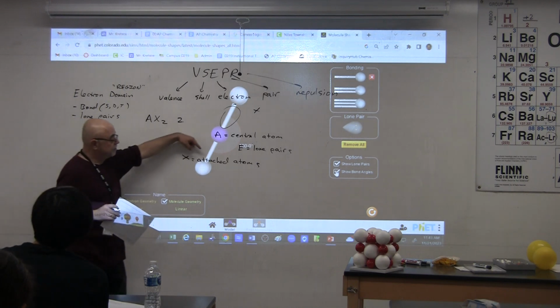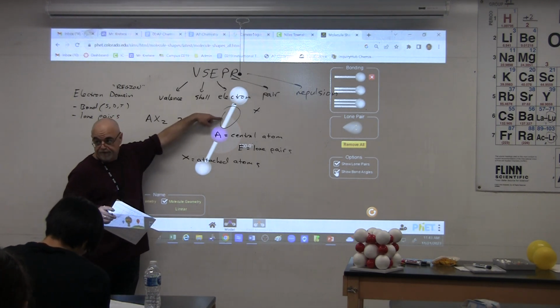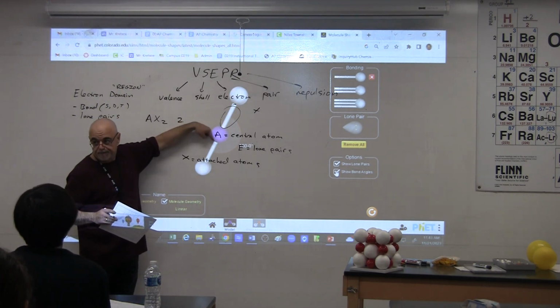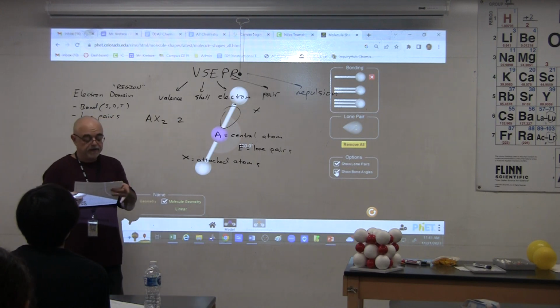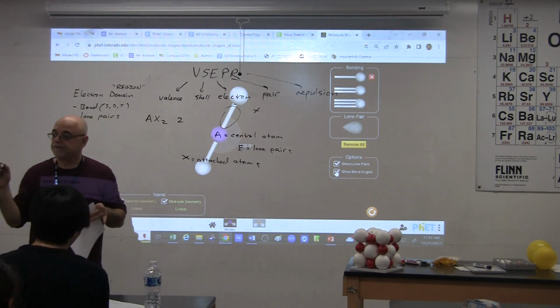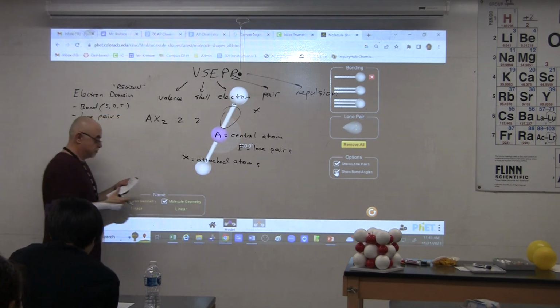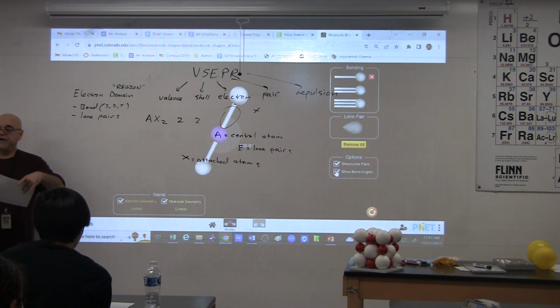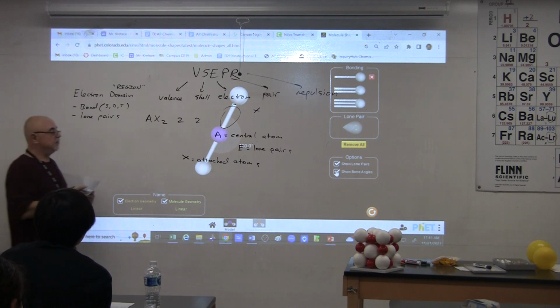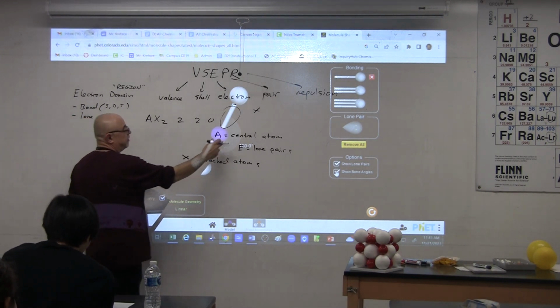Well, look at the image. Aren't both of them involved in a bond? So where it says bonding or shared pairs, please put 2. Right next door. Where it says non-bonding or lone pairs, in this case, it's 0. There are no lone pairs on this central atom.